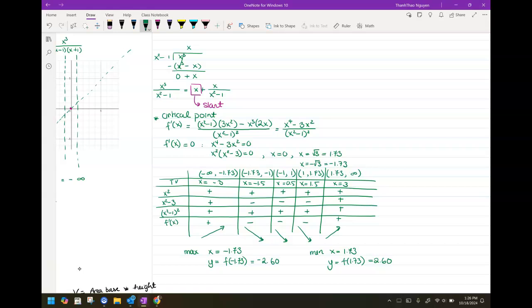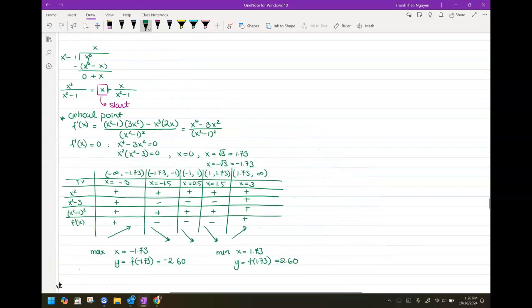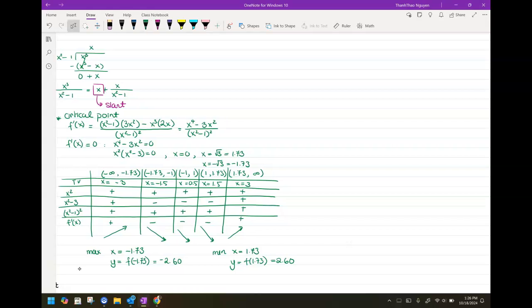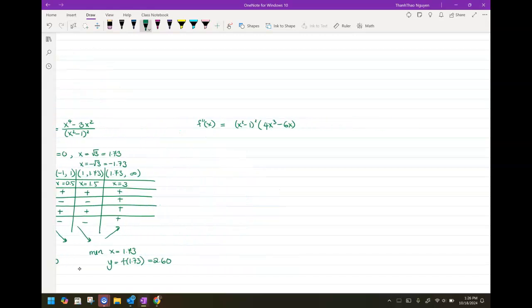The next thing we do, the last step, is to find the concavity. To find the concavity, I take the second derivative. So f double prime of x is equal to derivative of the denominator. That's a chain rule.